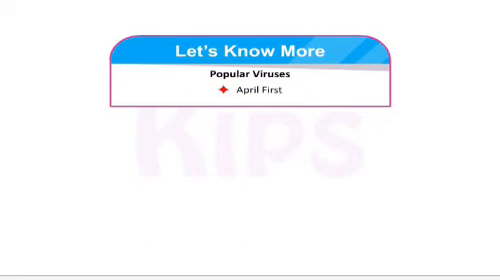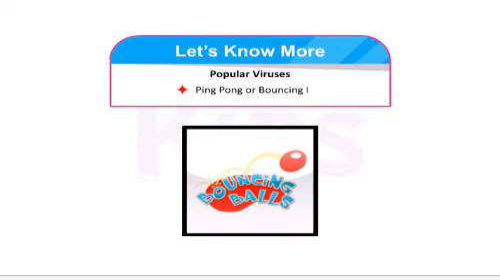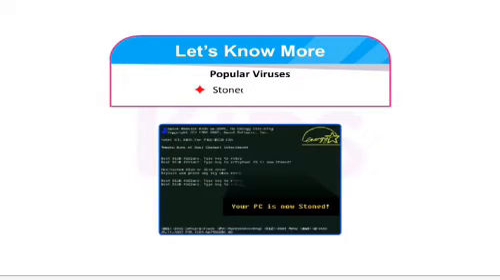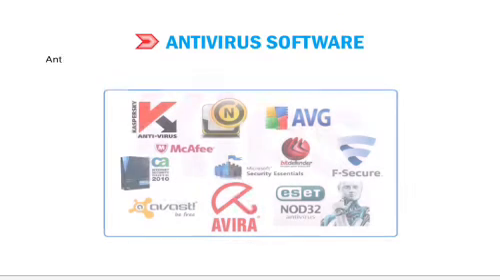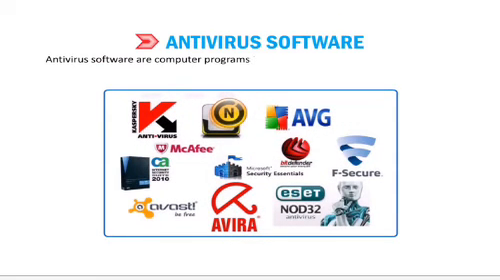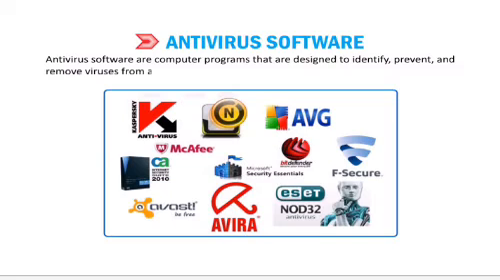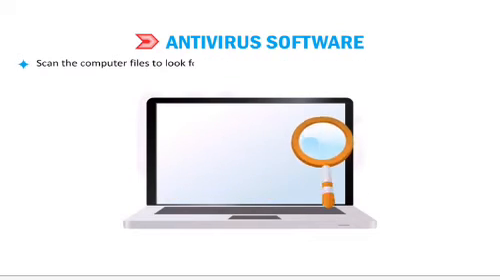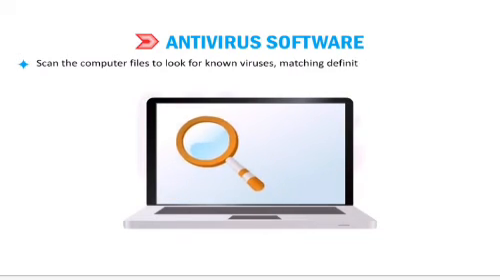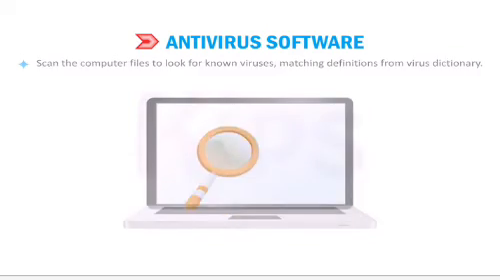April 1st. Ping Pong or Bouncing Ball. Stoned, Marijuana. Dark Avenger. Antivirus software. Antivirus software are computer programs that are designed to identify, prevent, and remove viruses from a computer. They perform the following tasks in a computer. Scan the computer files to look for known viruses, matching definitions from the virus dictionary.